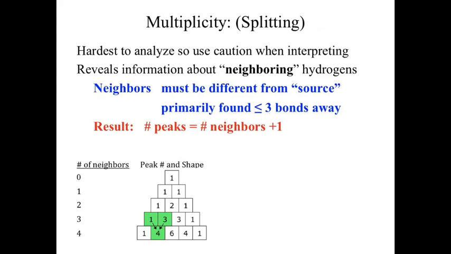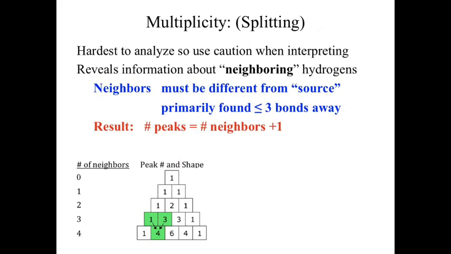Our two big concepts are the colored ones there in blue and red. What we're looking at is revealing some information about neighboring hydrogens. So first off, what is a neighbor? A neighbor must be different from our source hydrogen. When we go to evaluate, we'll always pick a single hydrogen to evaluate from, and then we'll see how many neighbors it has.